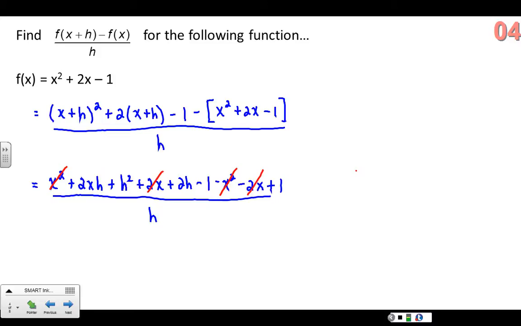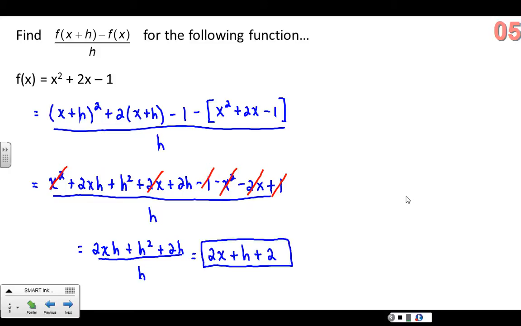2x minus 2x. Negative 1 plus 1. So every term that's left over, if you'll notice, has an h involved in it. So we're going to divide that h out. So I have 2xh plus h squared plus 2h, all divided by an h. So if I remove an h from everything, that would leave me 2x plus h plus 2. So there's your difference quotient.